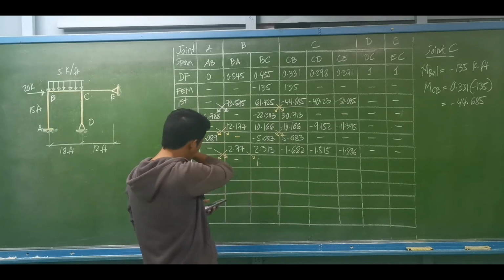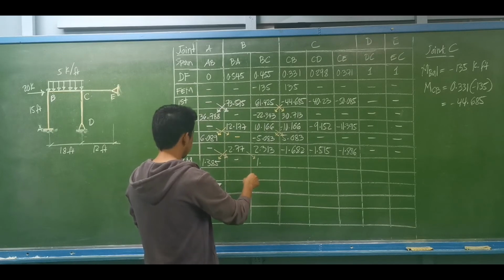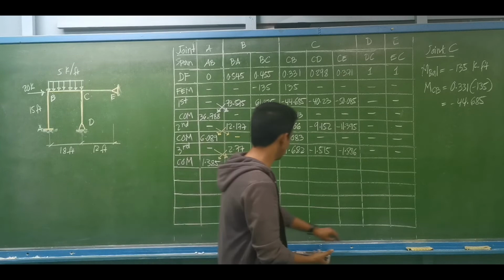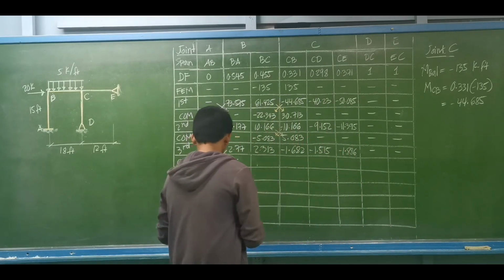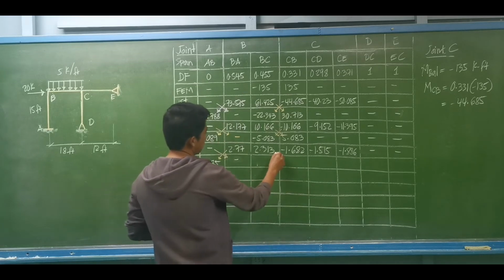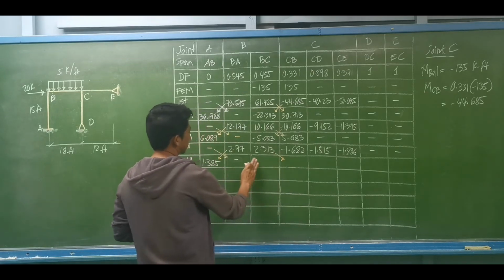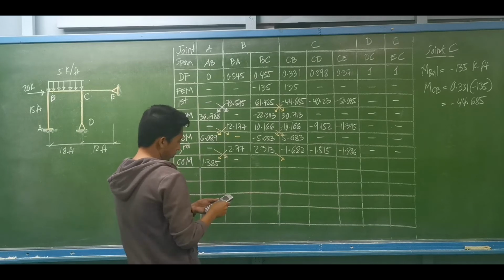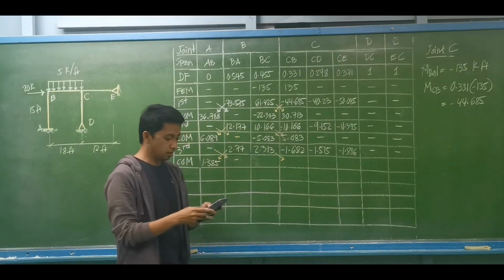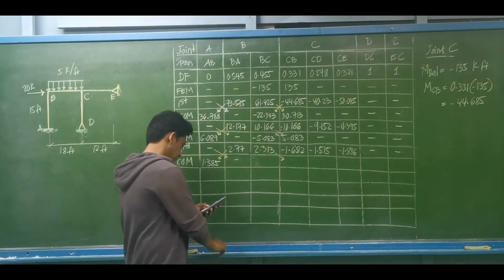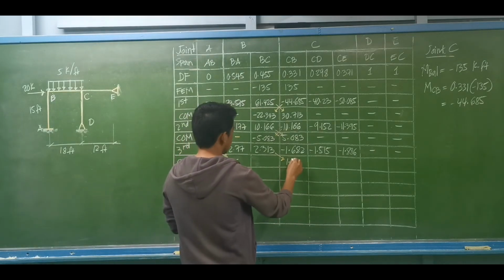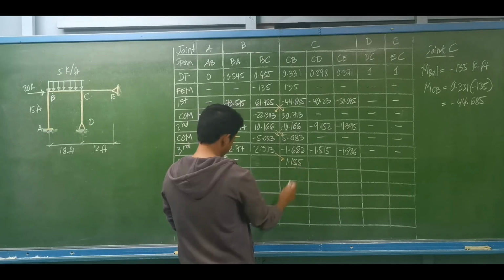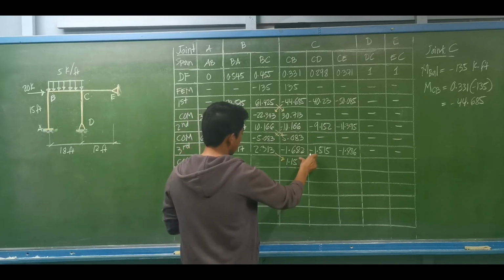Sorry, it should be there. Supposed to be here. Yeah. So we have 2.313 multiplied by 0.5. That is equal to 1.157.